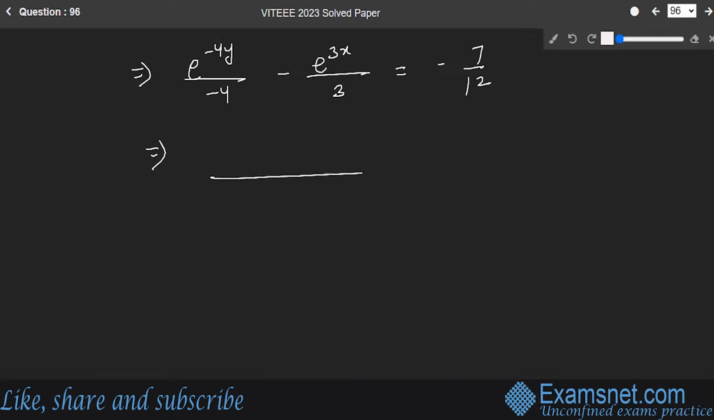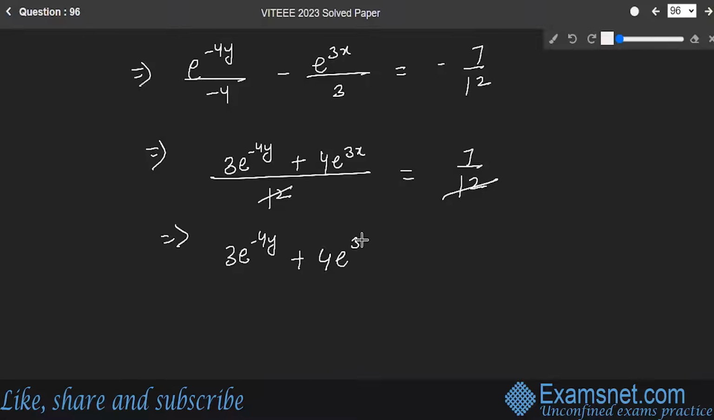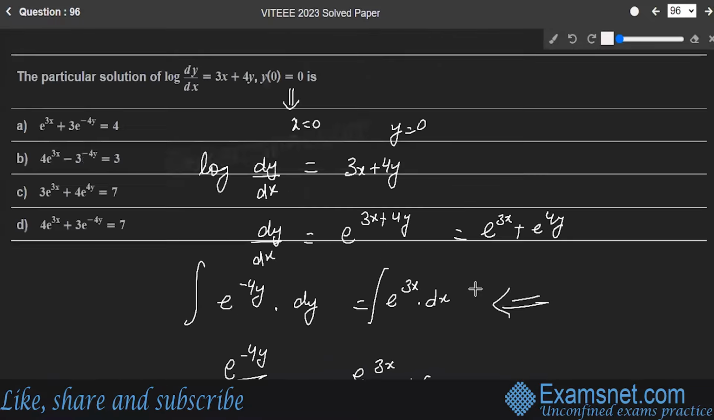I'm taking the LCM, so this is 12. This has got to be 3 into e raised to power minus 4y plus 4 into e raised to power 3x is equal to 7 by 12. So 12 and 12 will cancel. You have 3 e raised to power minus 4y plus 4 e raised to power 3x is equal to 7. So that's it. You have option D as the answer. Hope you understood this.